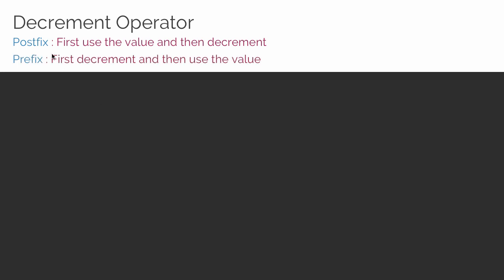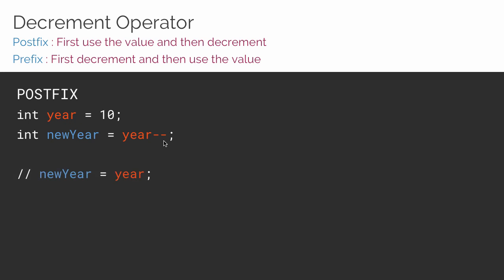Now the same thing can be applied to the decrement operator, where we again have the concept of postfix and prefix. So in case of postfix, suppose we have int year equal to 10, newYear equal to year minus minus. So here first we are going to use the value and then decrement it by 1. So in the output the newYear will be 10 and year will have the updated value of 9.